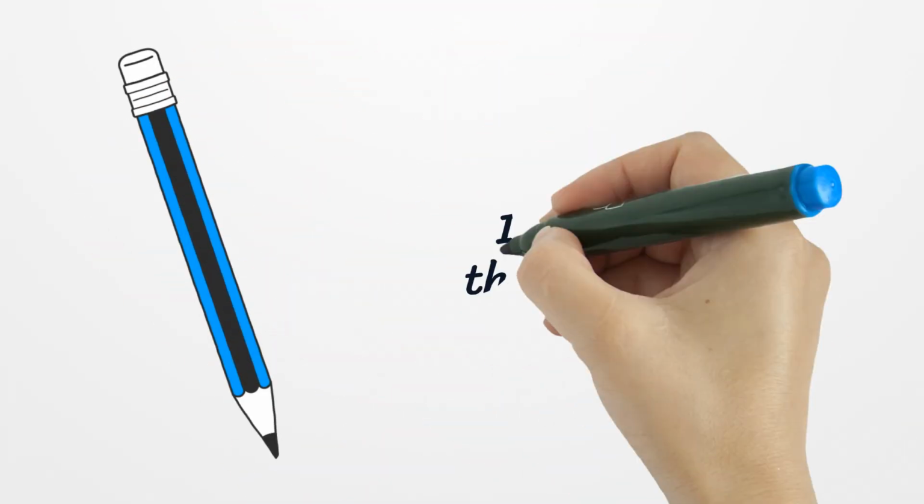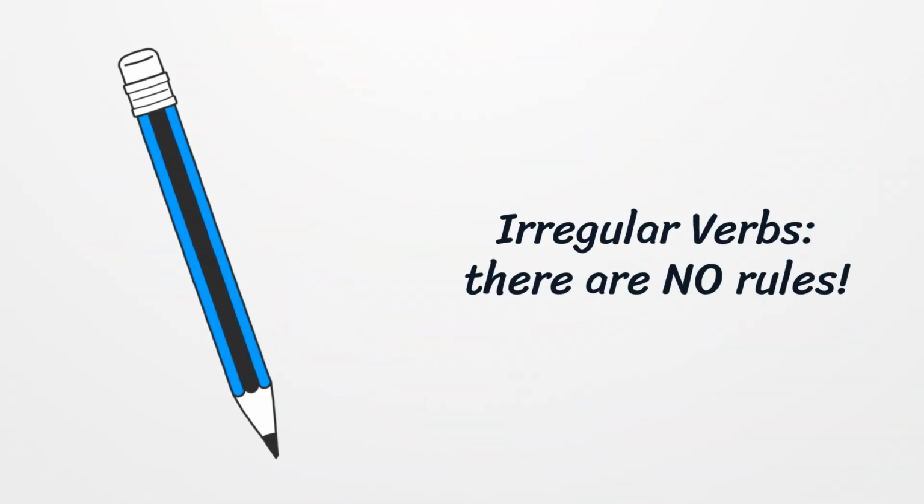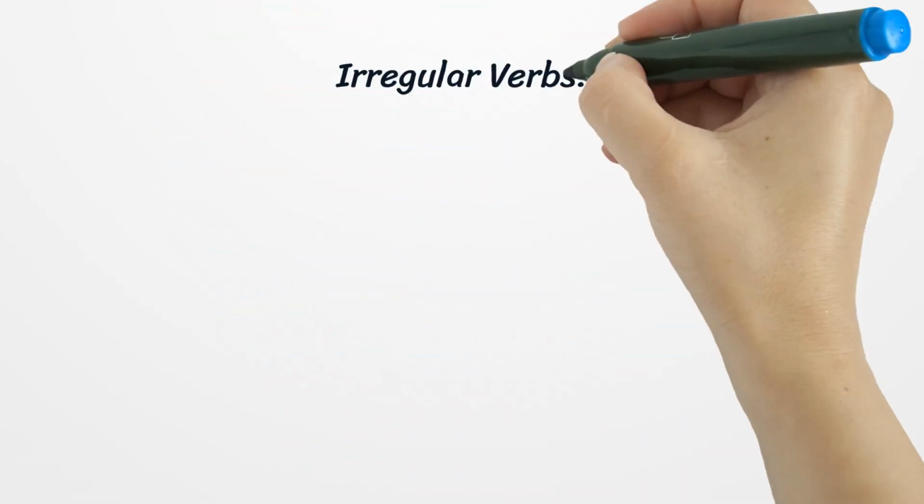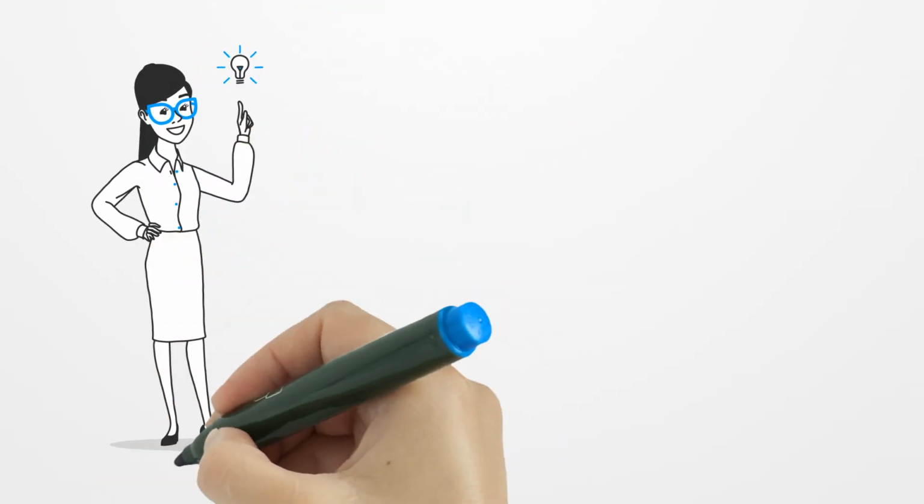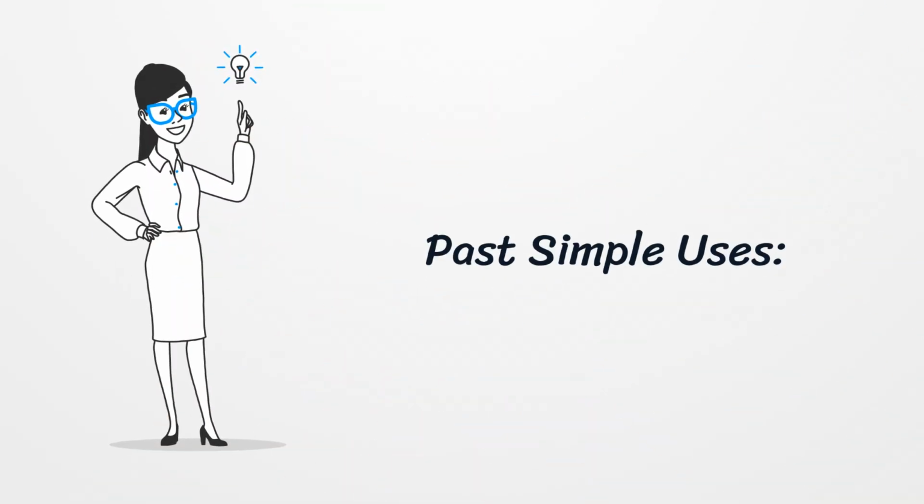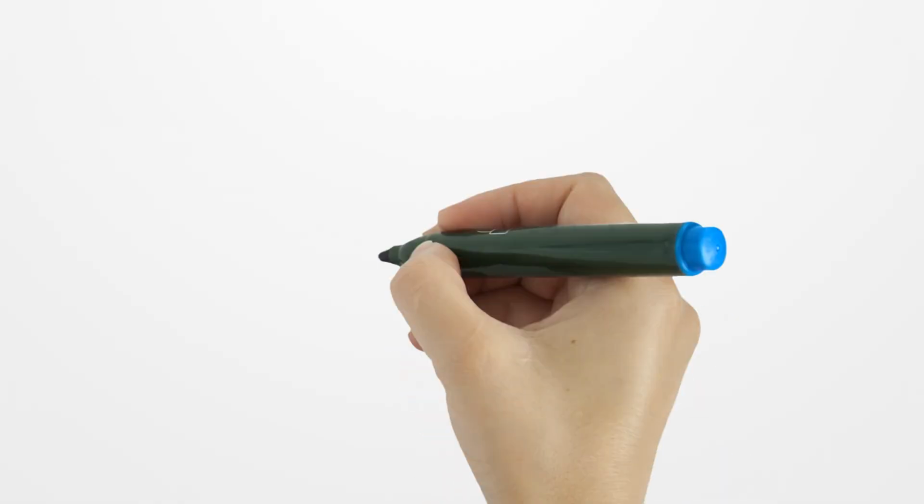For so-called irregular verbs, you must memorize the second form. There are no rules. For instance, go, went, see, saw, eat, ate, or have, had. Now we are reminded of the ways to form past simple. Let's talk about its uses.